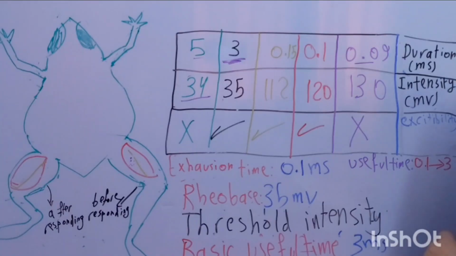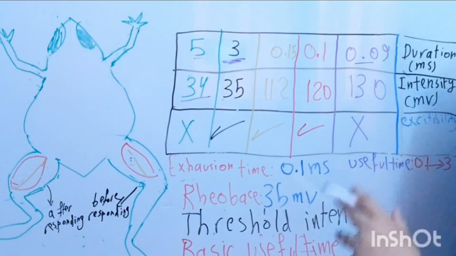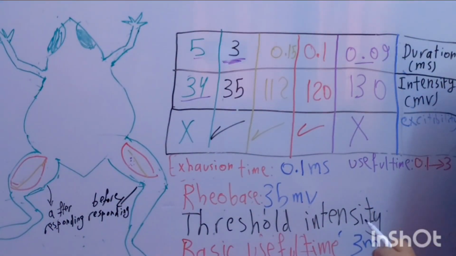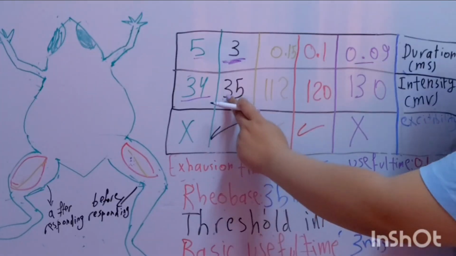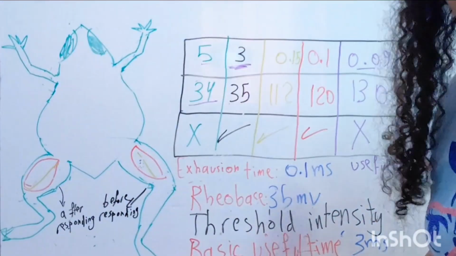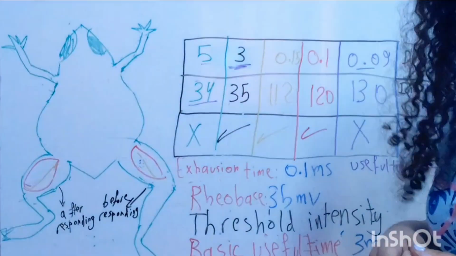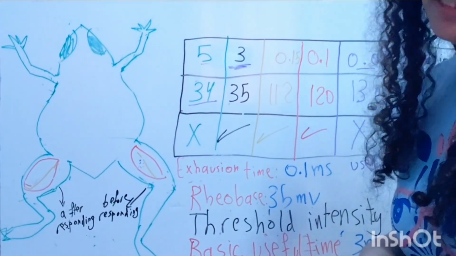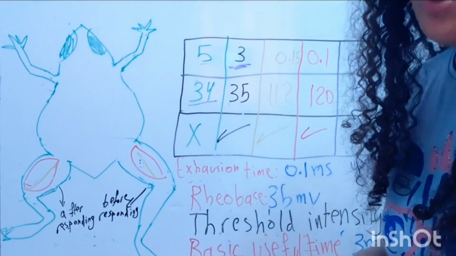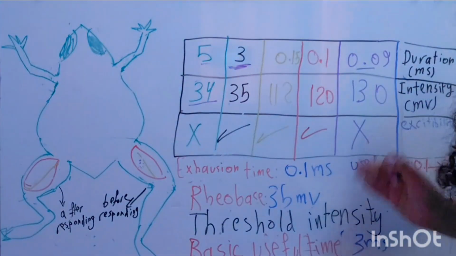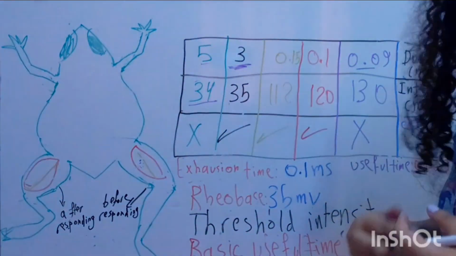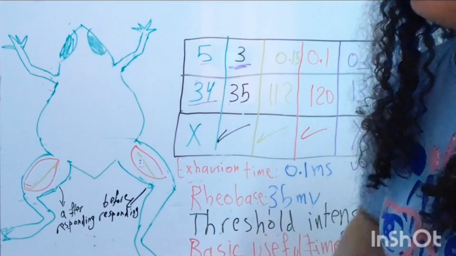So the basic useful time is defined as the duration that we need in order to achieve excitability when the intensity is equal to the Rheobase. Now we come to the definition of chronaxy. Chronaxy is the duration that we need in order to achieve an impulse when the intensity is equal to the Rheobase, but this time multiplied by 2.